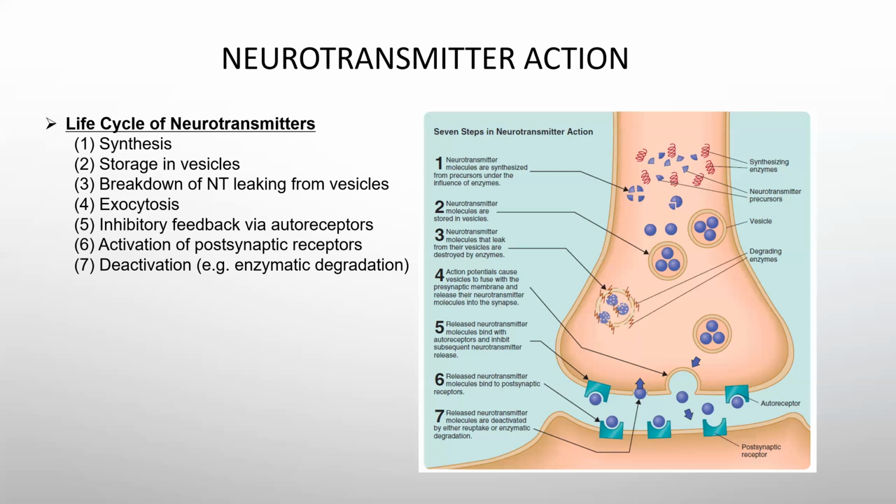Number six, released neurotransmitter molecules bind to the postsynaptic receptors. And we talked about what that does. If it opens up an ion channel, sodium flows in. If enough sodium comes in, we reach the point of the action potential being fired. And that's how the neurons communicate. Number seven, released neurotransmitter molecules are deactivated by either reuptake or enzymatic degradation, and they're torn apart by enzymes.